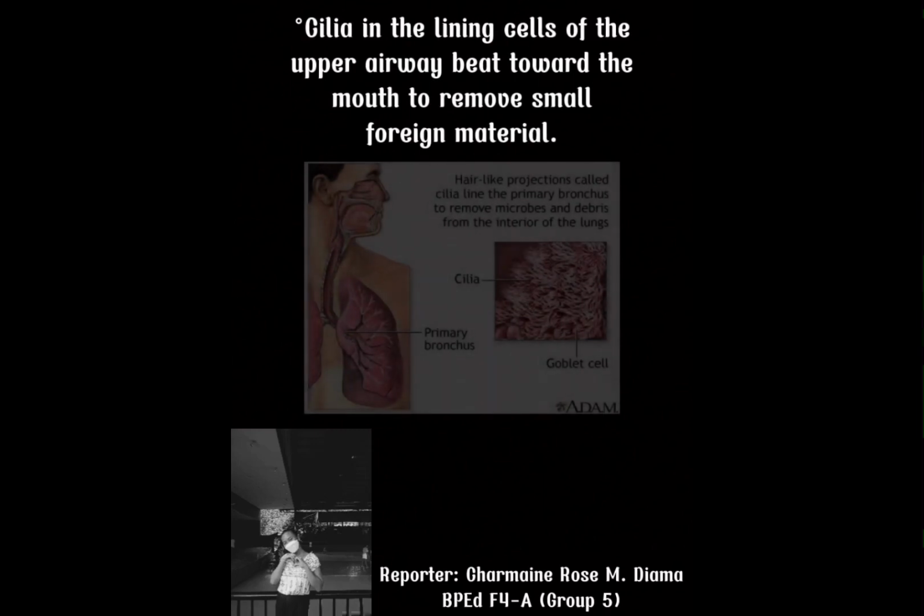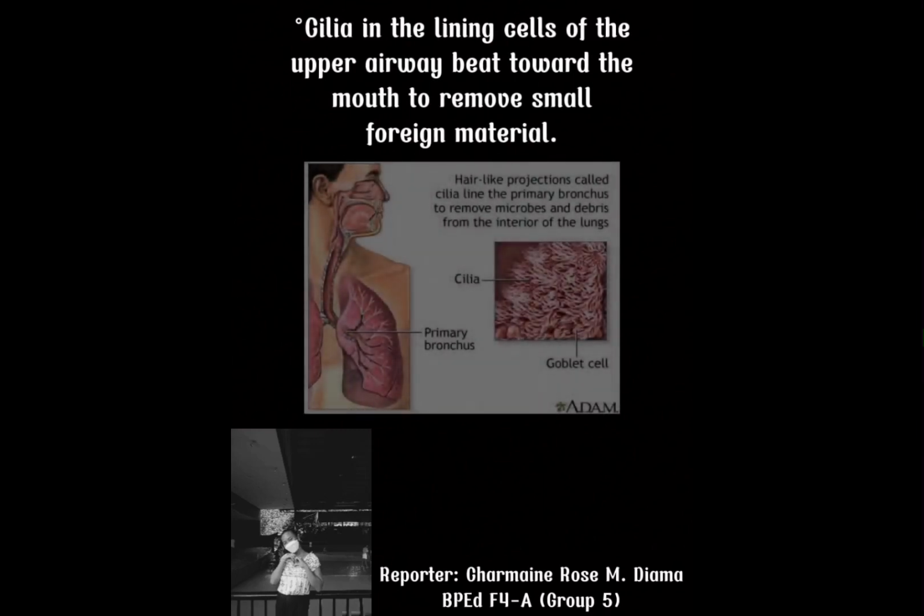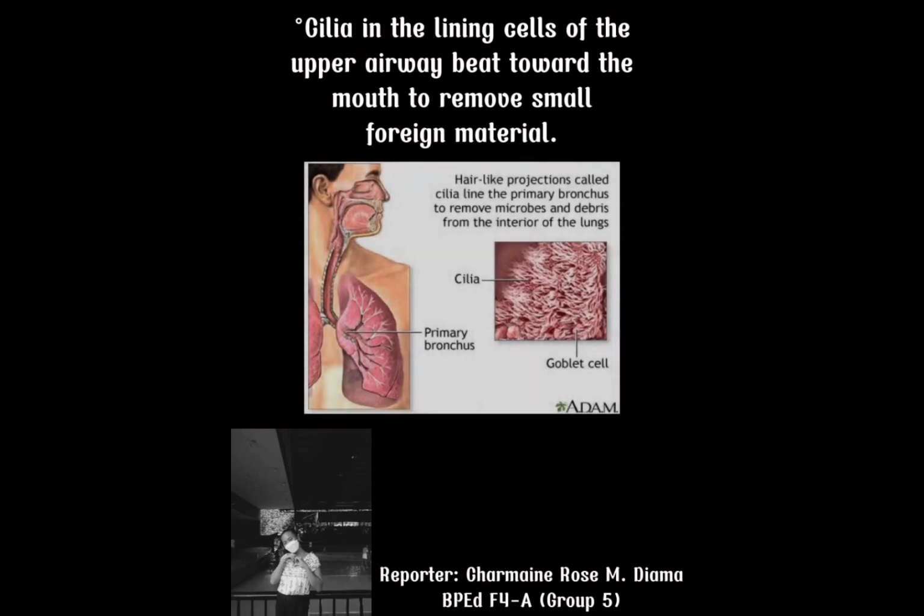Cilia in the lining cells of the upper airway beat toward the mouth to remove small foreign material. The function of cilia is to move water relative to the cell in a regular movement of the cilia. Therefore, the process can either result in the cell moving through the water, typical for many single-cell organisms, or in moving water and its contents across the surface of the cell.